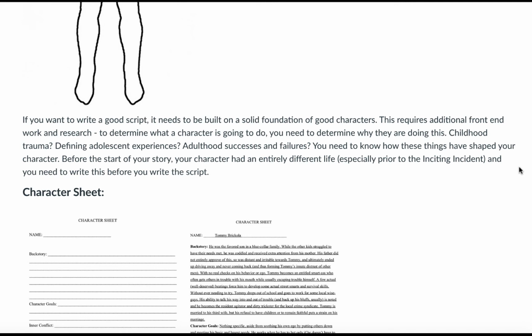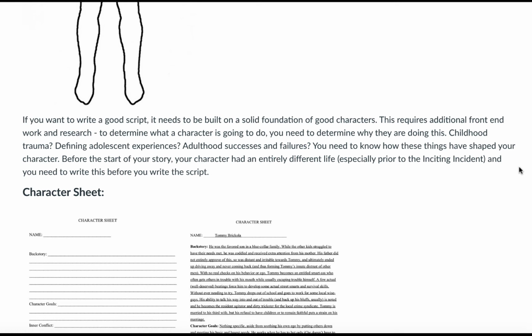To determine what a character is going to do, you need to determine why they're doing this. So childhood traumas, defining adolescent experiences, adulthood successes and failures. You have to know all these things before your character steps foot into your story. Think about it this way: before your story even started, your character had an entire life. And then when that inciting incident happens, once again, everything changes. But you need to know what this is, and you need to write it down before you write the script.